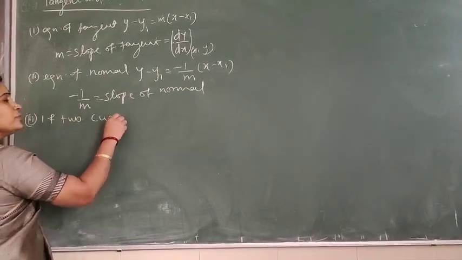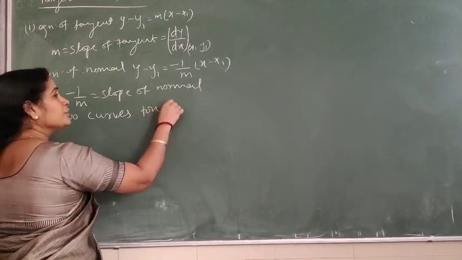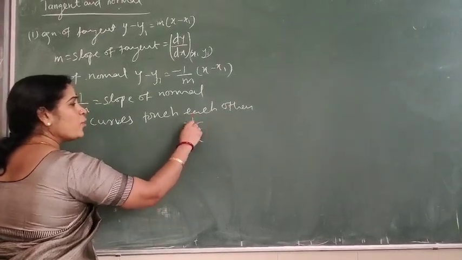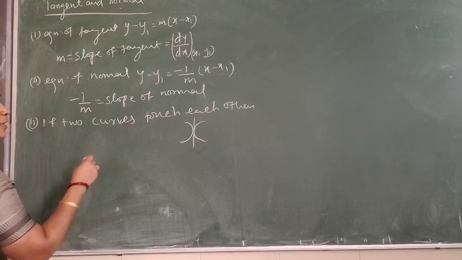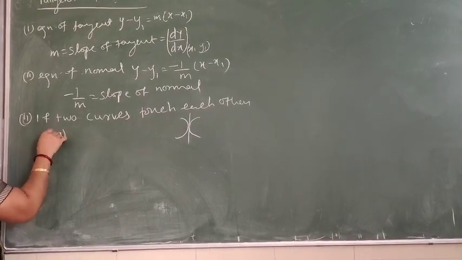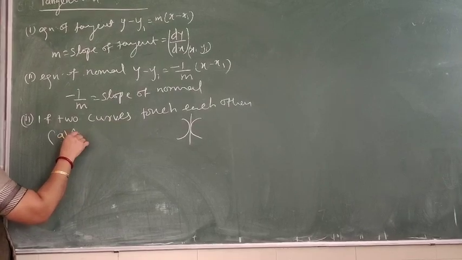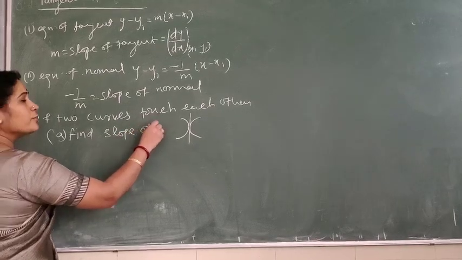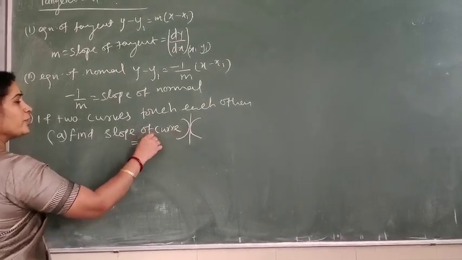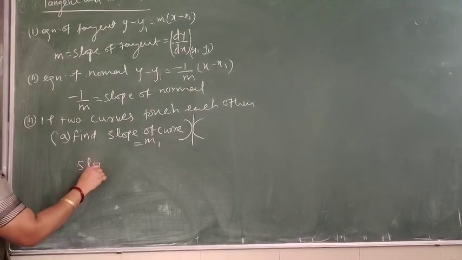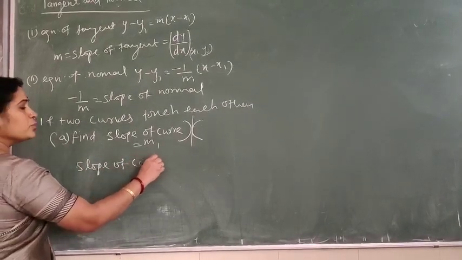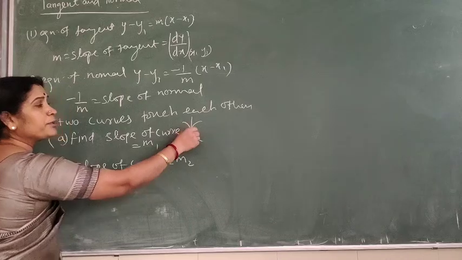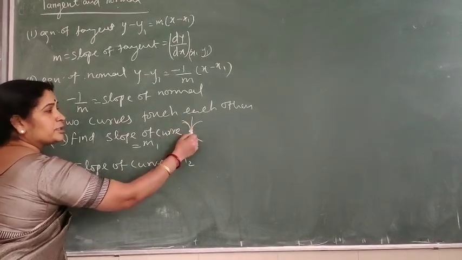Now see, if two curves touch each other, touch each other means like this. So what is the conclusion? The tangent line should be common. So what are the steps? Let me explain. First, find the slope of curve 1, that is m1. Next, the slope of curve 2, that is m2, at x1, y1. Then you should know the point of intersection. Both curves are touching at one point.